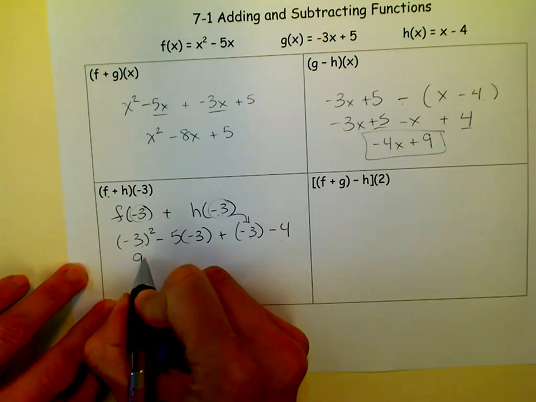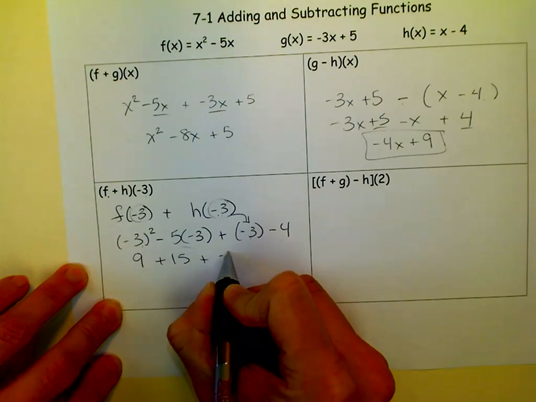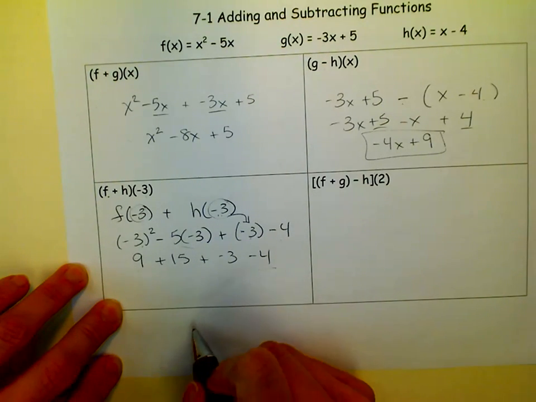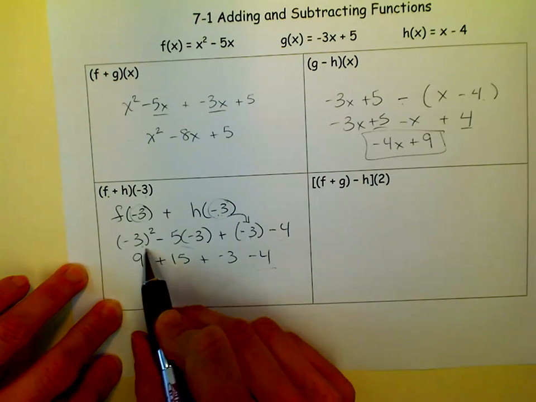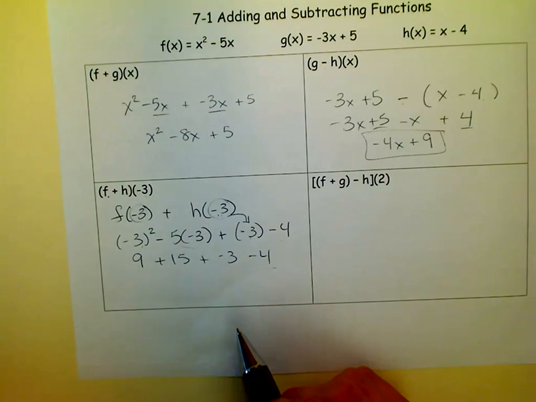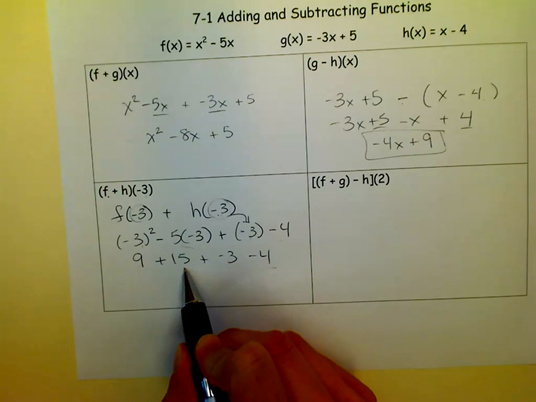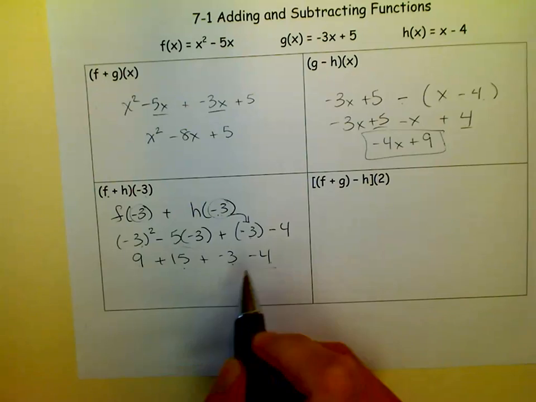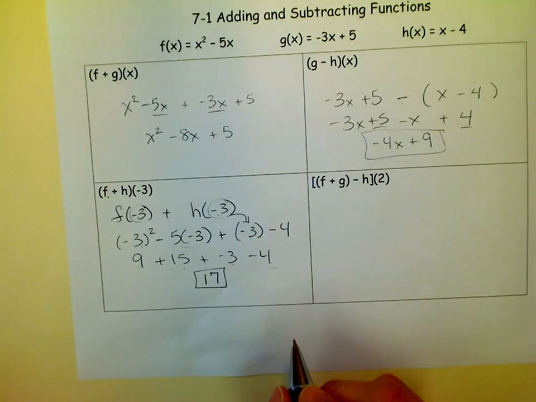So I'd square first, I'd multiply next, and then from left to right, when there's adding and subtracting. You don't have to go from left to right. You can do them whichever way is easier. Sometimes you try to find tens or whatever, or you can just use your calculator as well. But 9 plus 15 is 24. 24 minus 3 is 21. 21 minus 4 is 17. So my answer is 17.